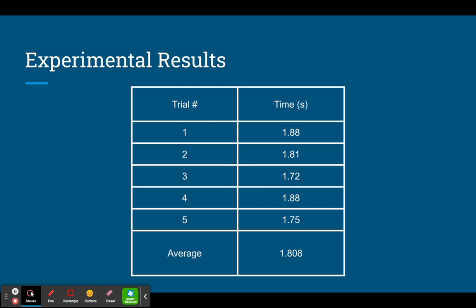So these are the results of the experiments. Five trials were done and the time was recorded for the magnet to fall in each trial, and the average time was found to be 1.808 seconds.